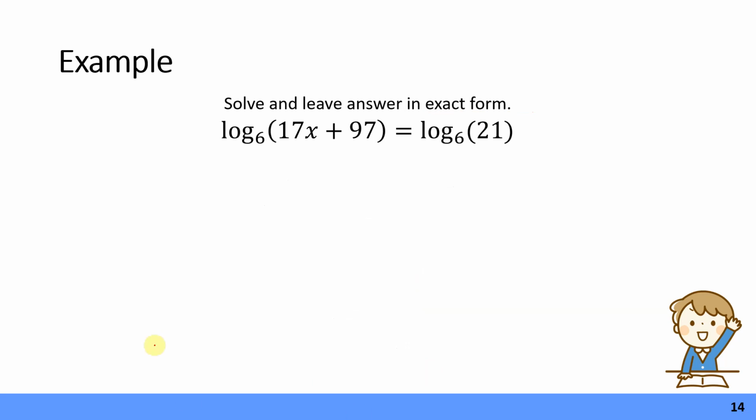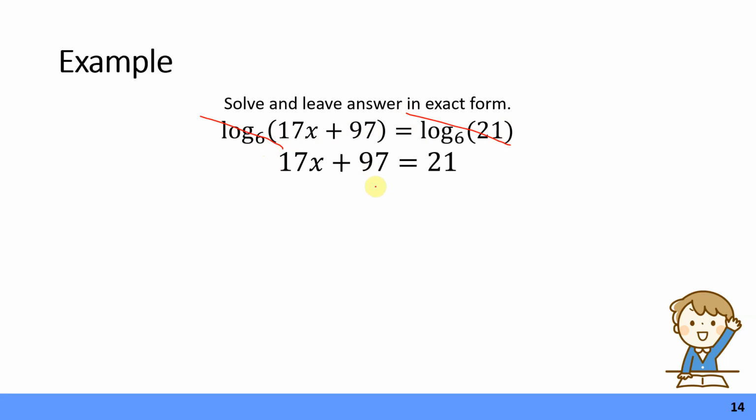This one is so much prettier because it already has one log on the right side and one log on the left side. And again, make sure you double check that the bases are the same. Since the bases are the same, look at that, it's so easy. I just get rid of them. And I'm just left with 17x plus 97 equals 21. Okay, that's all we had to do.